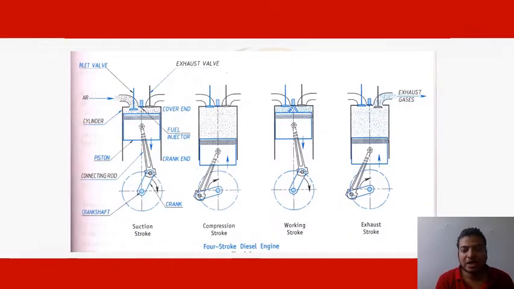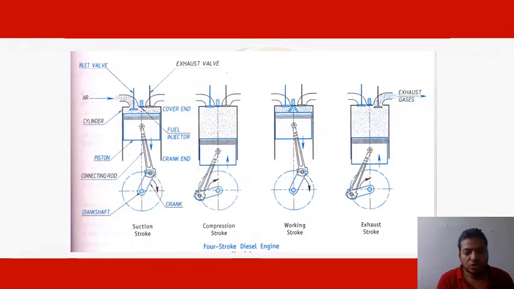So now this is the diagram of a four-stroke diesel engine. As you all know the difference between a diesel engine and a petrol engine: in a diesel engine, you can see the fuel injector at the top, whereas in a petrol engine, the spark plug is there. So there are four strokes: suction stroke, compression stroke, working stroke or power stroke, and exhaust stroke fourth.